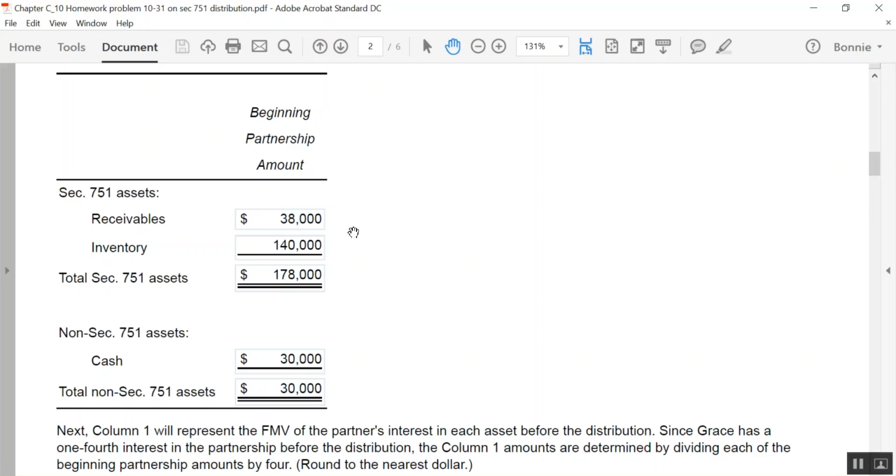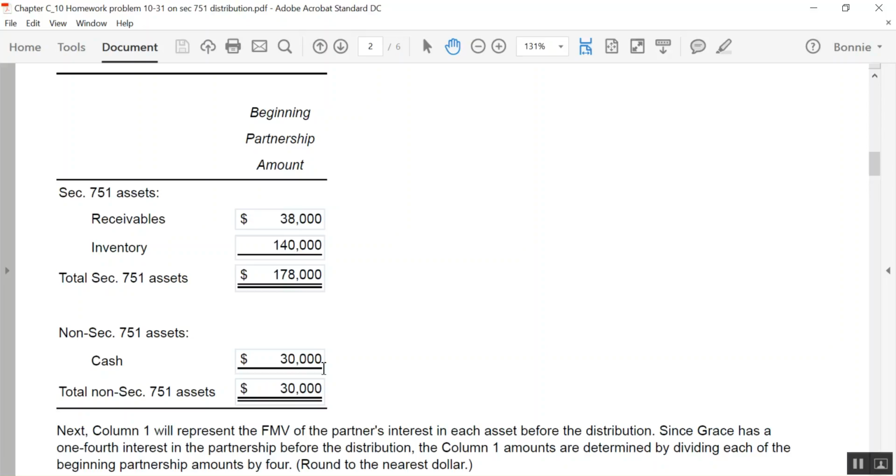And then when we get done, the bases of these assets are going to come into play, but not until then. So remember from up above, the fair market value of the receivables was 38,000 and the inventory fair market value was 140. So they total 178. So we have total 751 assets of 178. We have total non-751 assets, which are comprised just of cash.